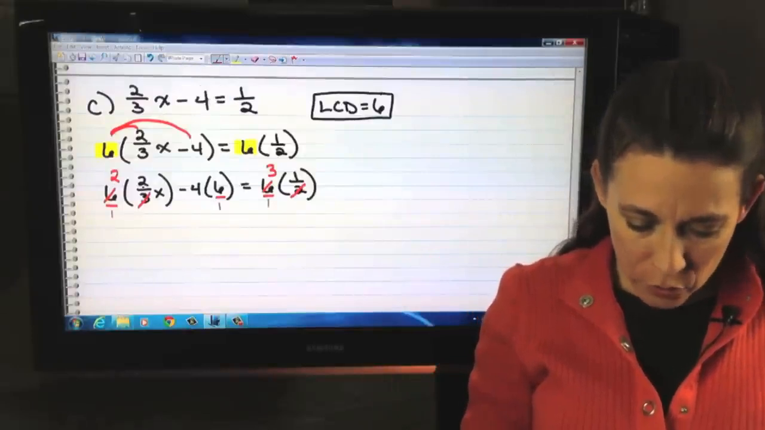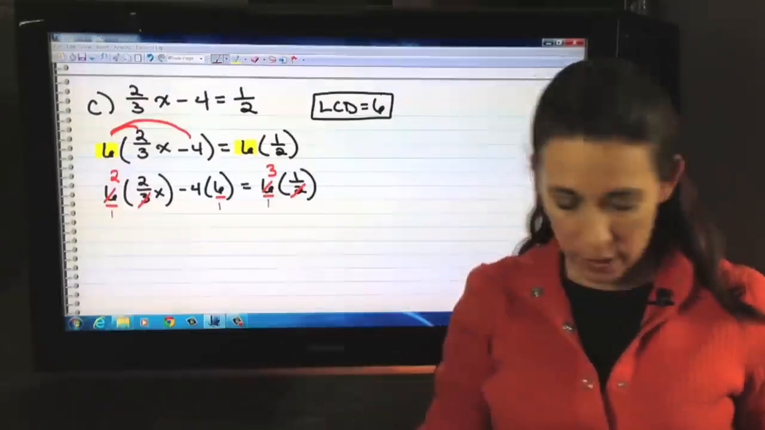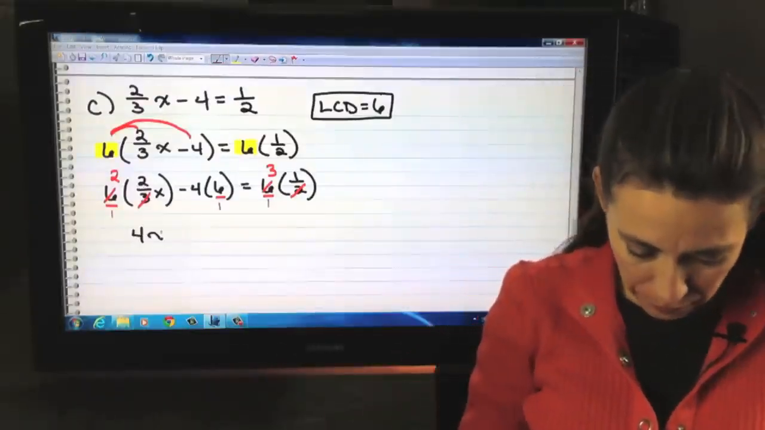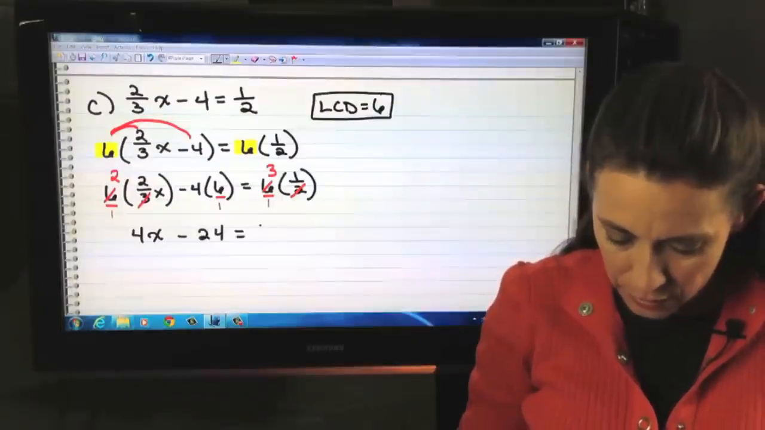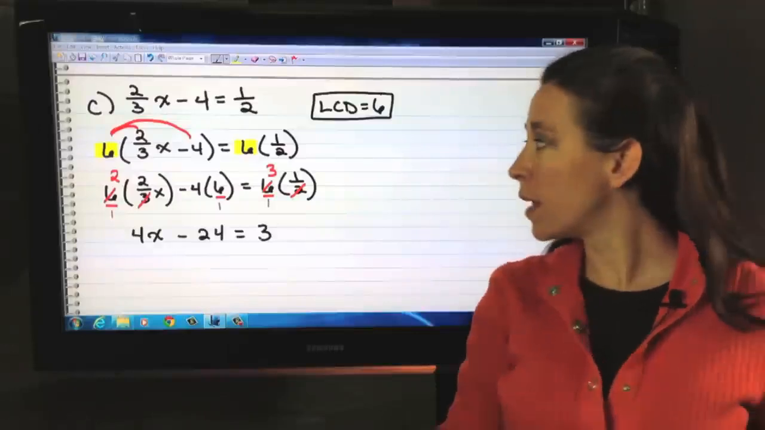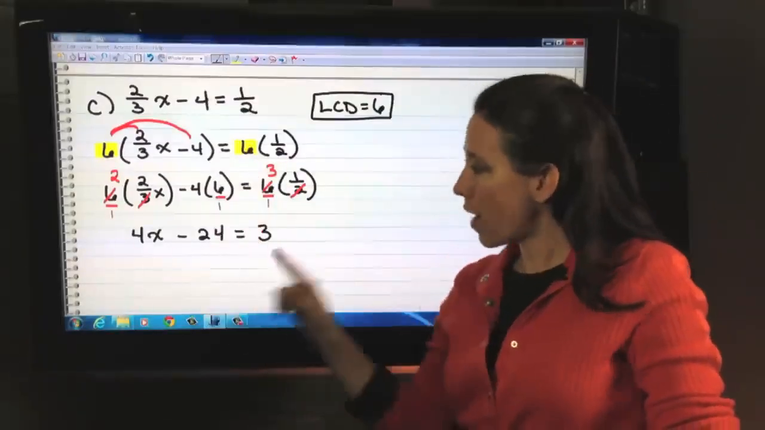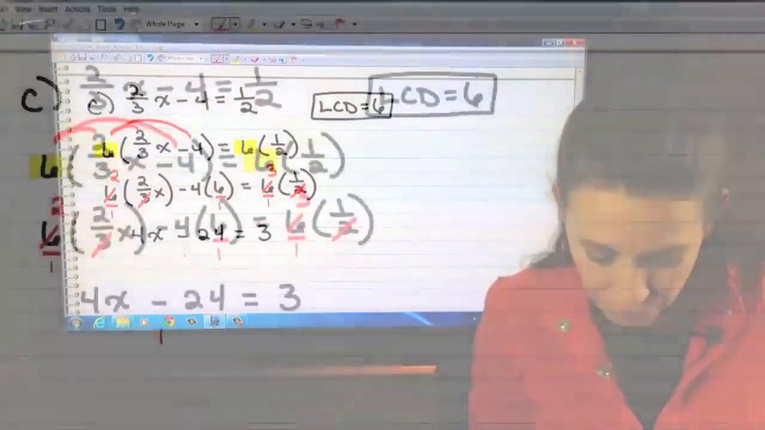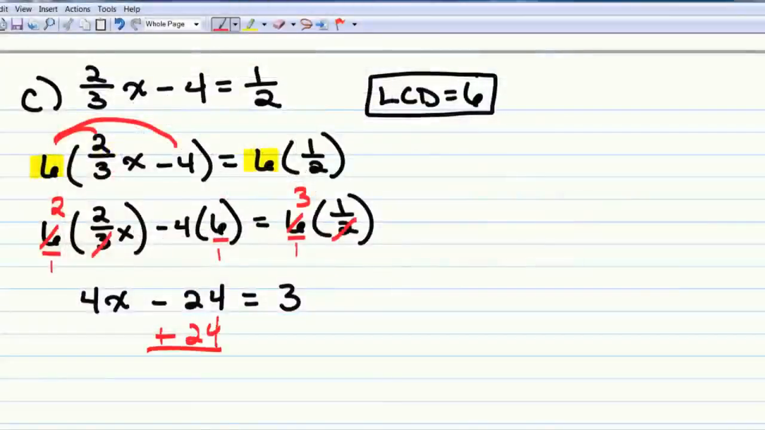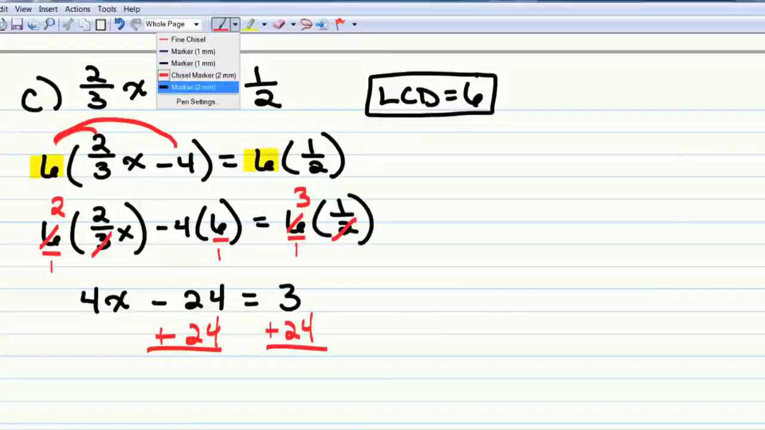So here we have 2 times 2x, which gives us 4x. 4 times 6 is 24. And 3 times 1, which is 3. It's a little bit nicer. You don't have the fractions anymore, and we can solve it like we did the other 2 examples. So if we add 24 to both sides, oop, changed my method there. That's okay. That leaves us with 4x equaling 27.